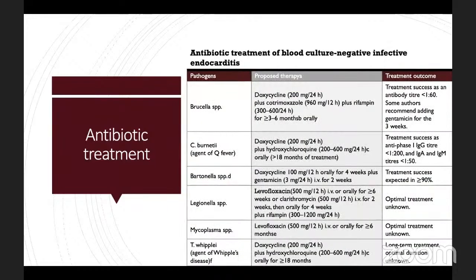If the patient has culture-negative infective endocarditis, Brucella, the most common antibiotic used with Brucella is doxycycline. For Chlamydia, doxycycline; Bartonella, also doxycycline; Legionella, levofloxacin; Mycoplasma, levofloxacin; and Tropheryma whipplei, it's doxycycline.